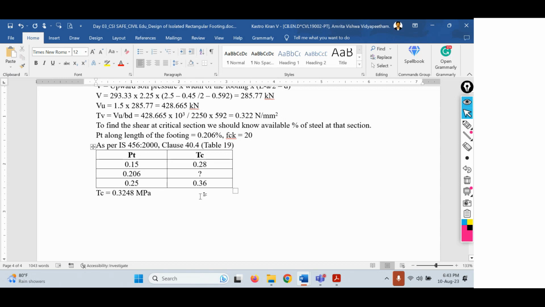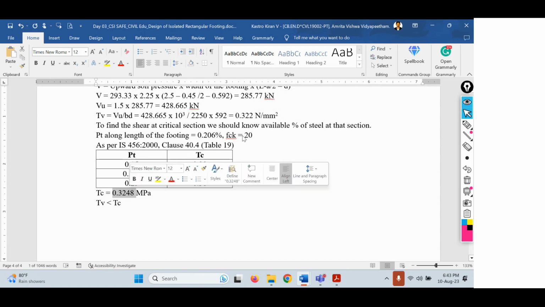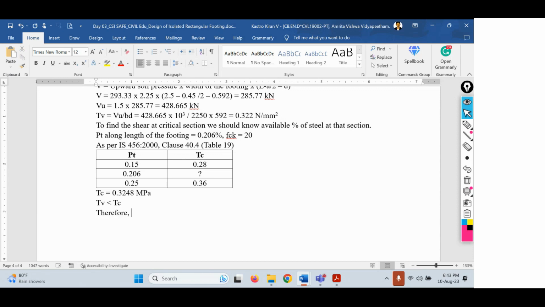So this is how you are going to get the tau C value. But the condition here is always the tau V value must be less than tau C. So what is the tau V value? Tau V value is 0.322 and then tau C value is 0.324. So tau V is less than tau C only. So since tau V is less than tau C, what we can adopt from this one is the provided depth. So therefore, the provided depth is safe in one-way shear.